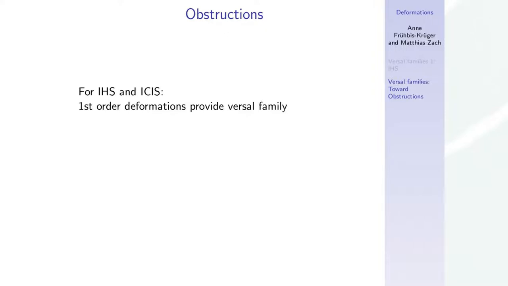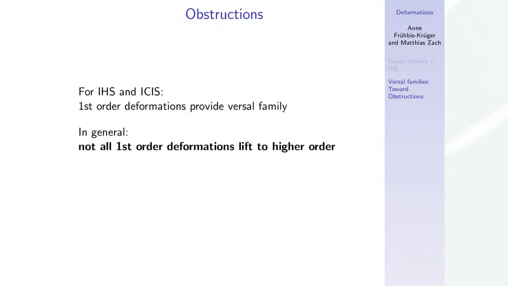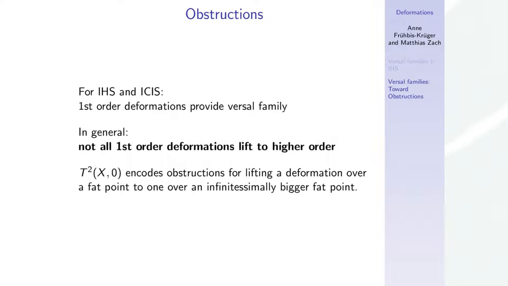But as soon as we go beyond ICIS, we might be in trouble. Not all first-order deformations will be liftable to higher order. In other words, we will not be able to pass from a base space, which is just this simplest fat point, T0, to one which is infinitesimally bigger, say mod epsilon cubed or a bit higher. So there are obstructions for lifting a first order deformation to higher order deformations, to deformations over slightly bigger fat points. And these obstructions that hinder us to lift it will be encoded in what is called the T2 of X.